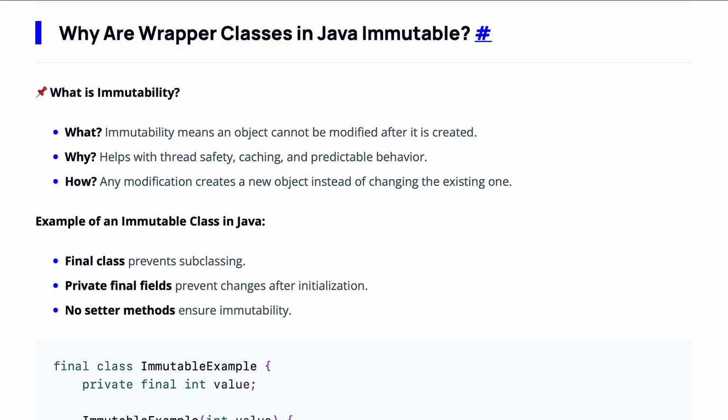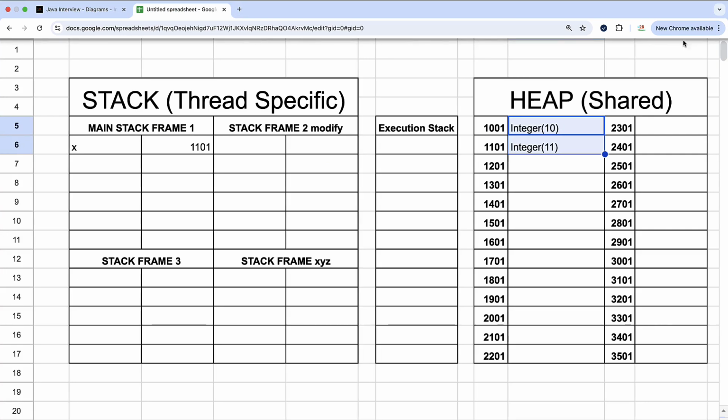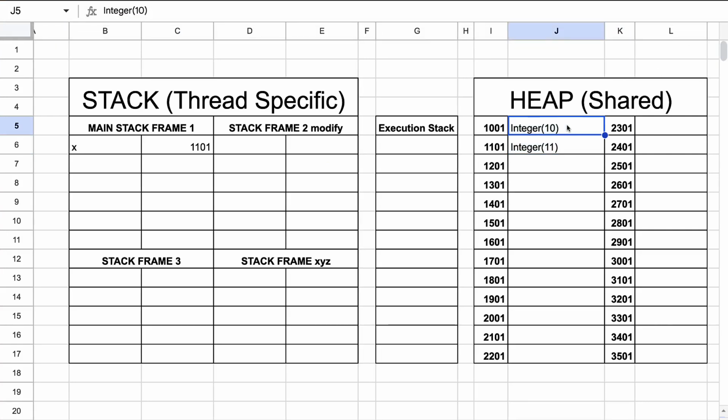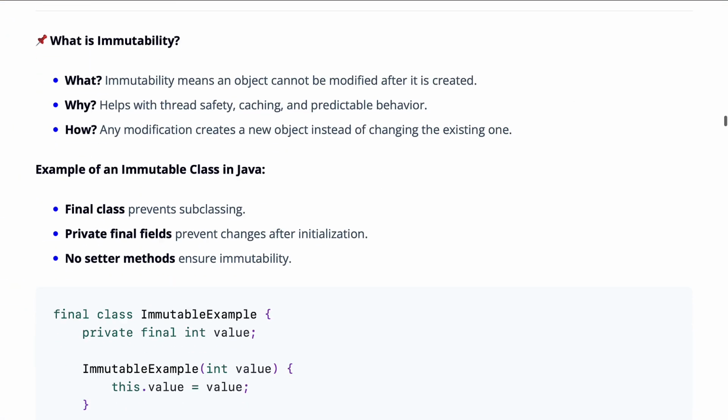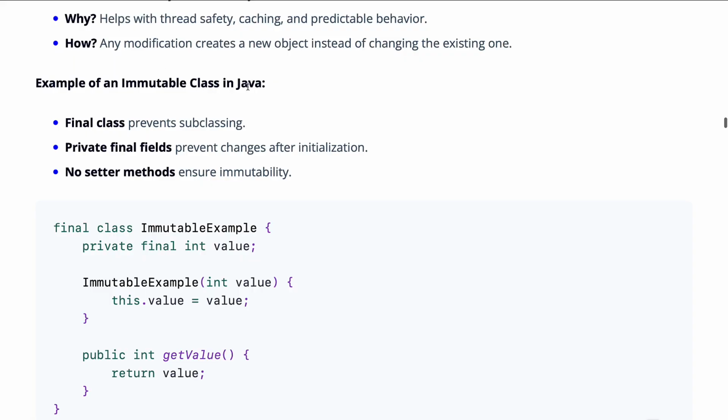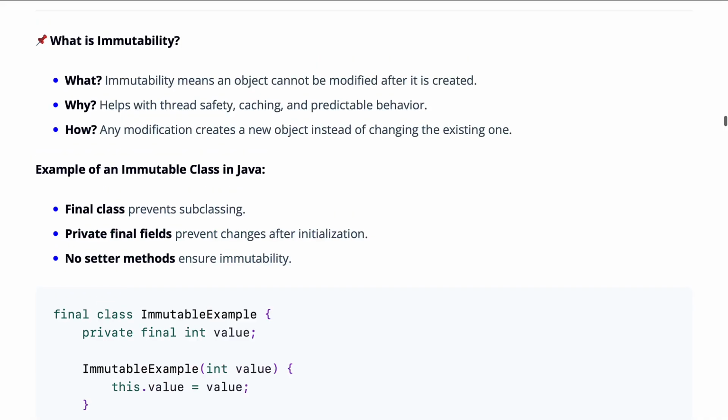In this step, we talked about the fact that immutability means that an object cannot be modified after it is created. Once an object is created, it will not be modified. Any modification would result in creation of a new object. We also talked about how you can create a simple immutable class in Java. You can make the class final, make the fields private final, initialize them in the constructor, and ensure that there are no setter methods changing those values. Typically, immutability is one of the approaches to achieve thread safety. Immutability also allows you to cache values, and also it provides a predictable behavior.